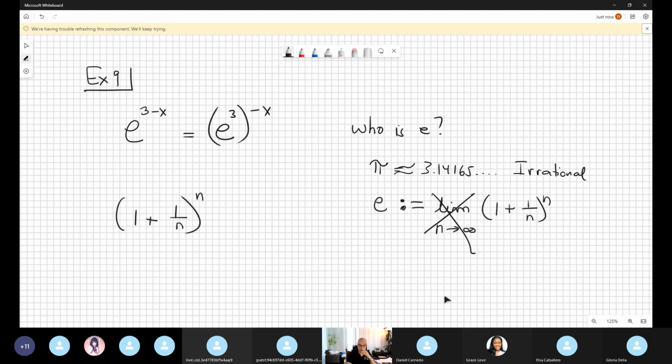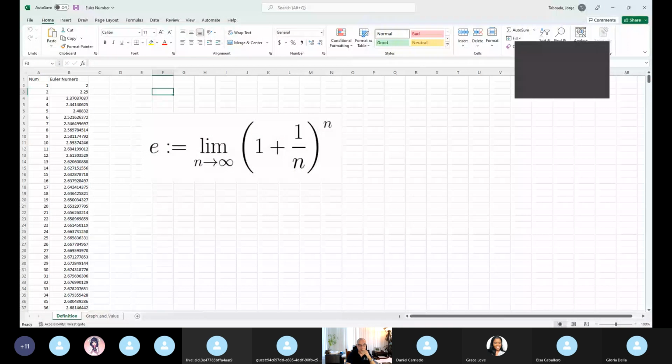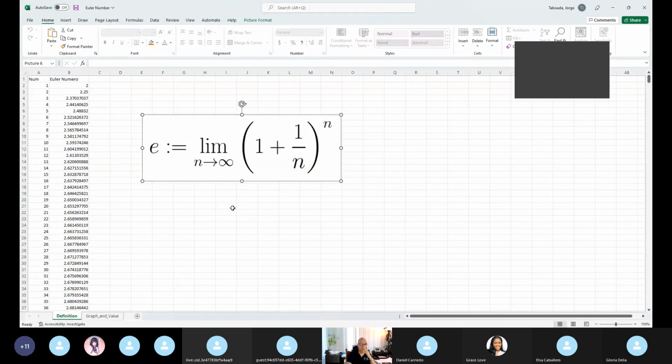Okay, let me try to explain this idea. Let me try to share a spreadsheet, an Excel calculator, to explain that part. Look. Euler number, Excel. Do you see Excel? Do you see or no? Yes or no? Answer me.